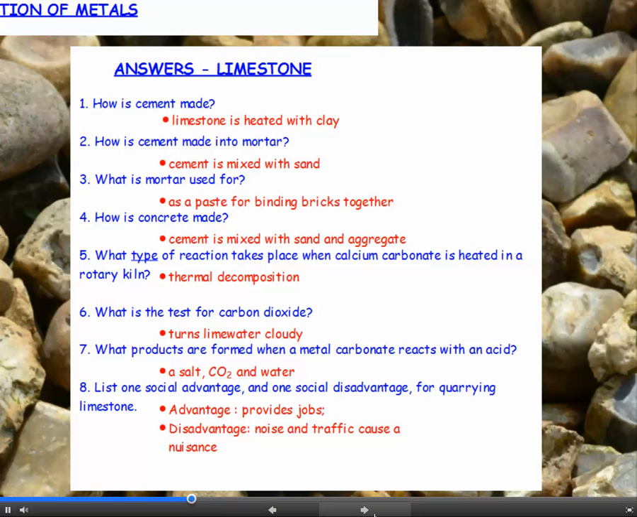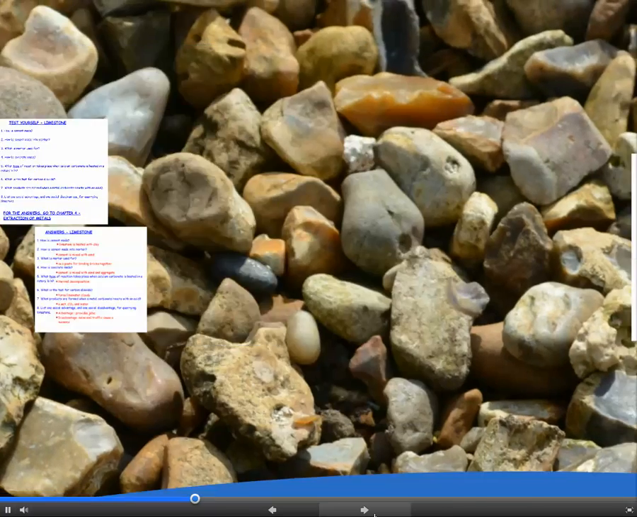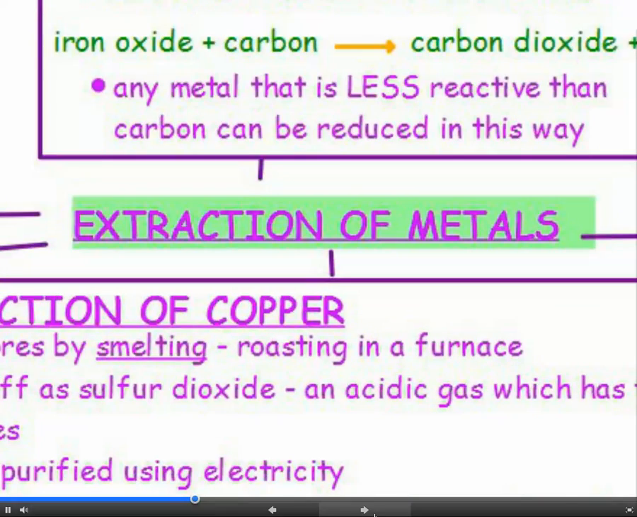So here are the answers to the questions at the end of the previous chapter. Hopefully you've got all these right. So why don't you tick these off before we go on to the extraction of metals.